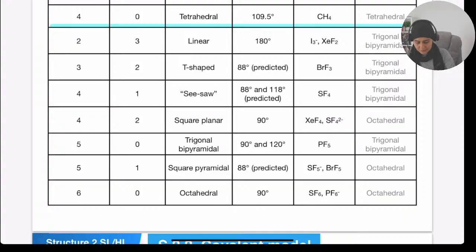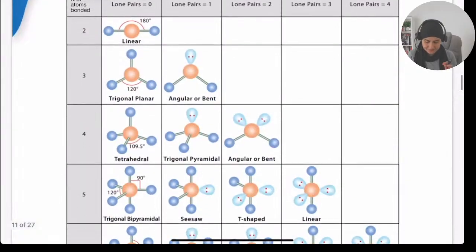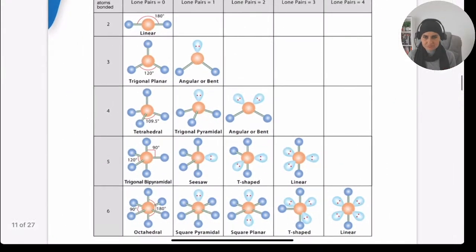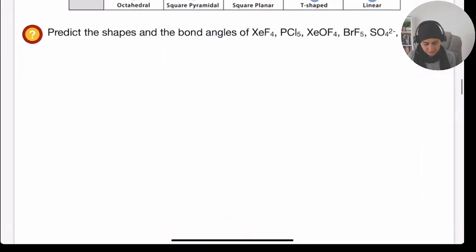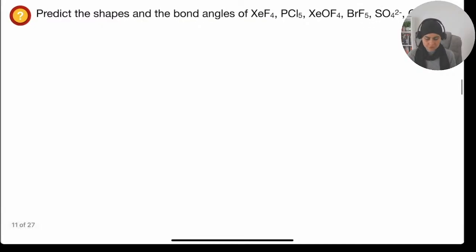Well, let's do a couple of examples. These are the shapes. I won't stop on them, you can screenshot and have a look if you want, but I think it's fine. I'm not going to visualize them. So let's predict shapes and the bond angles for the following molecules. We are 55 minutes in. Okay, not bad.